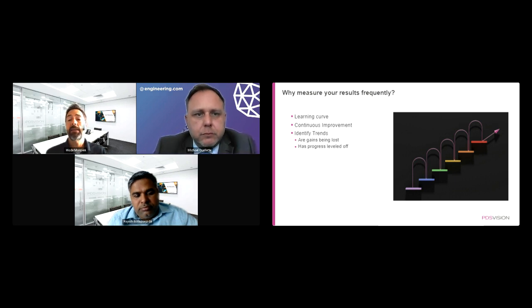But the key is to measure regularly and do that comparison so you can start to identify trends. One of the initial areas where you're going to get benefit out of doing that is the fact that we all know there's going to be a learning curve on these types of things. Anytime you're asking people to change processes, you're going to see the benefits slowly increase over time as they get more comfortable with it. And so you want to track that.